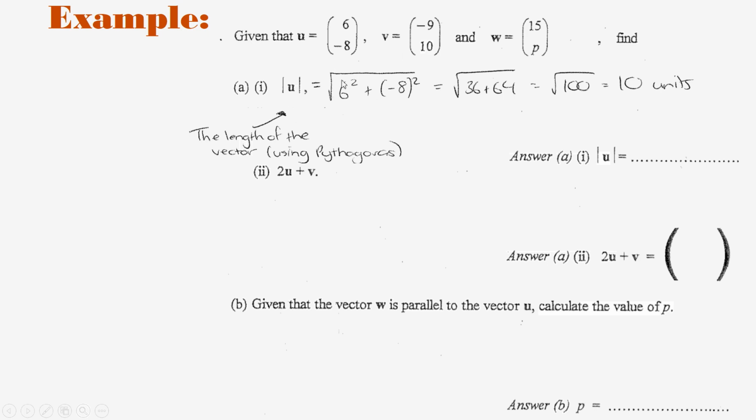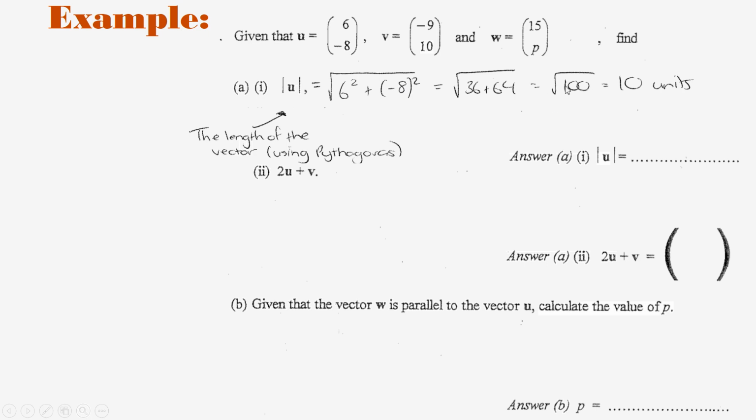So square root of 6 squared plus negative 8 squared. The negative 8 has to be in brackets, because negative 8 in brackets squared means positive 64. Negative 8 squared without brackets means negative 64. So 6 squared is 36. Negative 8 times negative 8 is positive 64. Add these two together, you get 100, and you're square rooting the answer. Square root of 100 is 10.